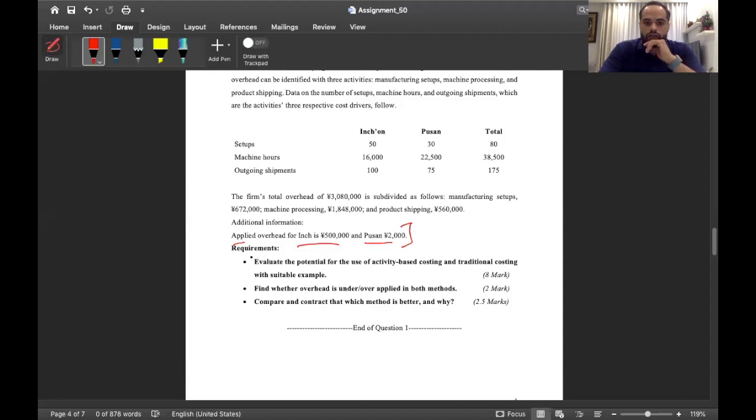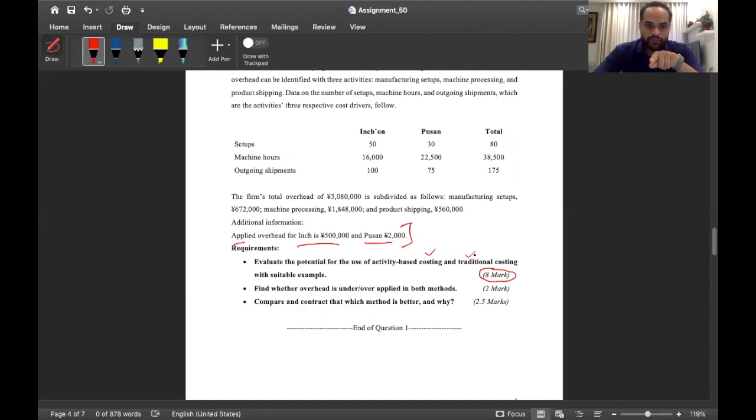The first requirement is to evaluate the potential for use of ABC and traditional costing with suitable examples. So you have to calculate, of course, using both methods, ABC and traditional. This question contains 8 marks. 8 marks means 4 marks for ABC and 4 marks for traditional.